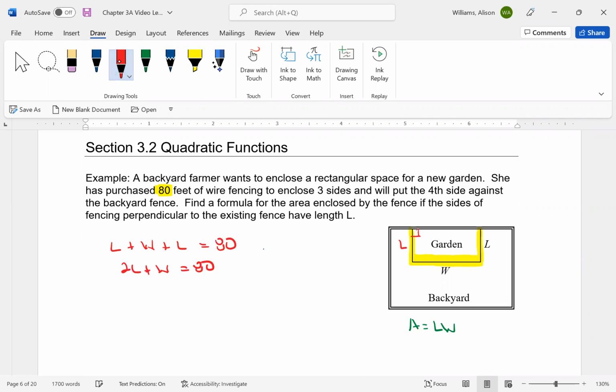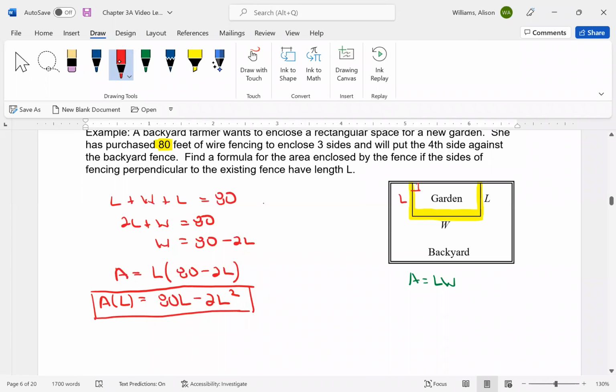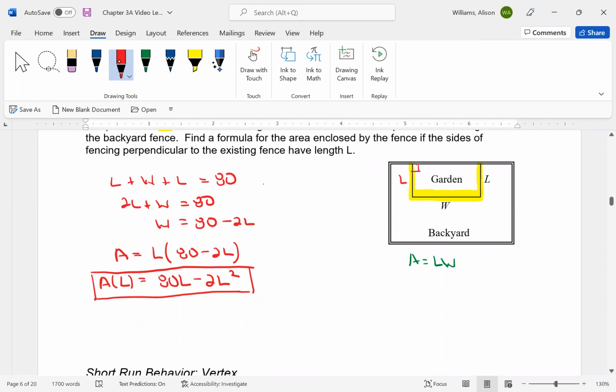And if I just solve this for W, then I can plug this into my area equation and say that the area is going to equal L times (80 minus 2L), or another way of saying that would be 80L minus 2L squared. And they might even call this A(L), in other words, finding the area based on length. The formula for the area. Now, we'll come back to this, but ultimately I'm interested in exploring more about what this tells me.